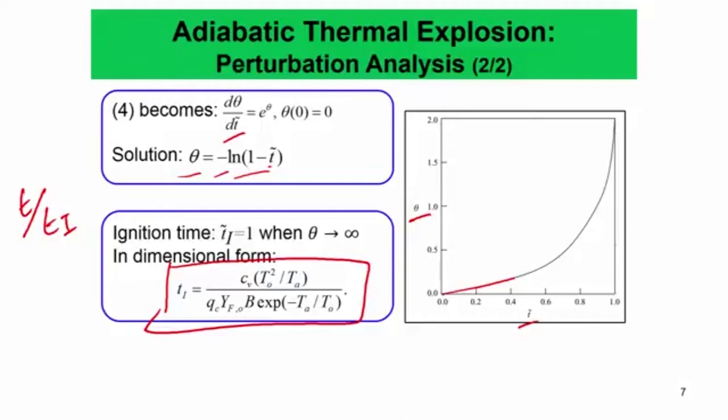You see that this strong temperature dependence comes from these two things: it has this one and it has this exponential, this Arrhenius term. Of course you can understand that if cv is large, your ti will be large. That is, it takes more time to heat up the gas. If your Qc is large, your heat release is large, then of course ti will be less. If your YF0 is large, your ti will be less. And if this Arrhenius term is large, your ti will be less.